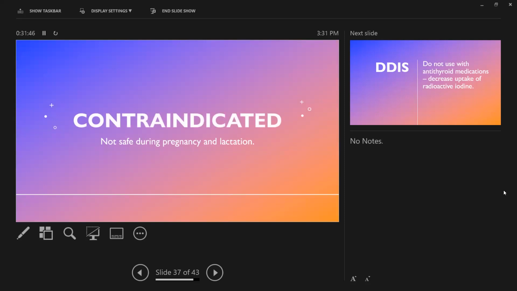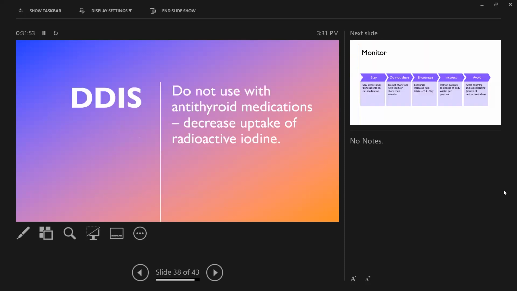These drugs are not safe during pregnancy, nor are they safe during lactation. Do not use radioactive iodine with other antithyroid meds. Those antithyroid meds prevent the uptake of the radioactive iodine, and you want the uptake to be as efficient as possible.